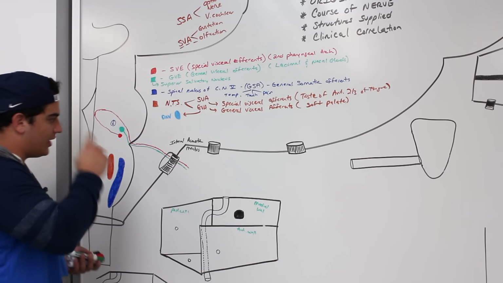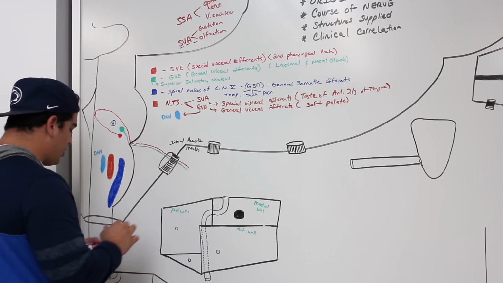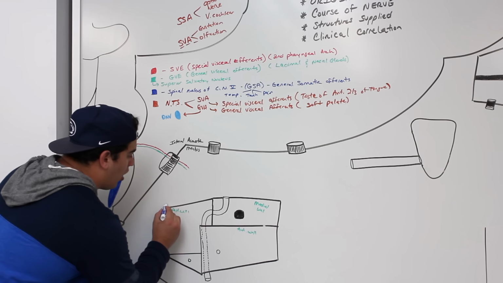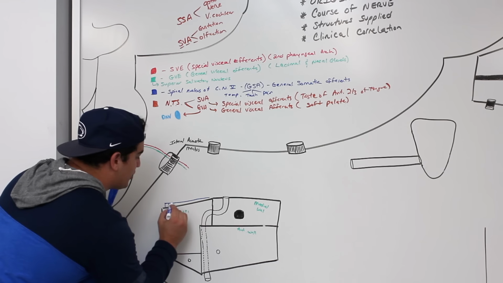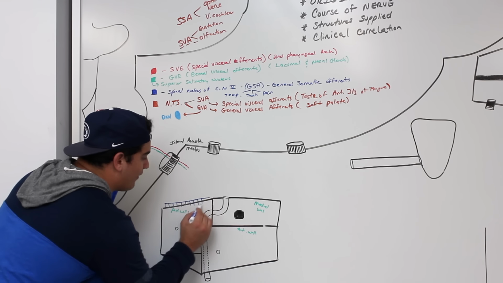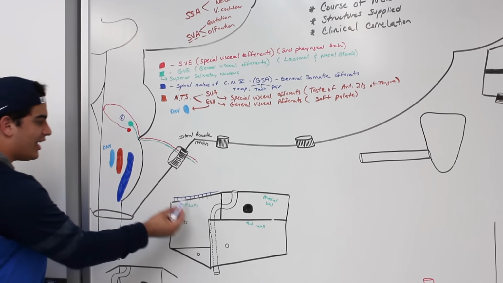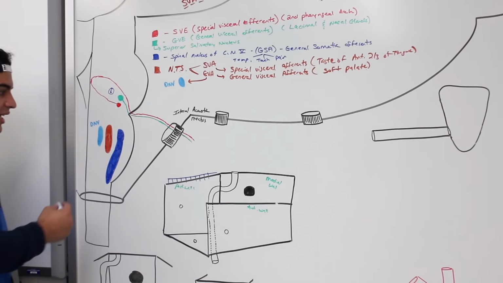Now, what happens is you're going to have these GSA fibers. We have them in blue here. These GSA fibers are going to provide touch, pain, and temperature fibers to the tympanic cavity. So let's say this whole little cavity in here is the tympanic cavity. It's going to give fibers there. Where else is it going to give fibers?